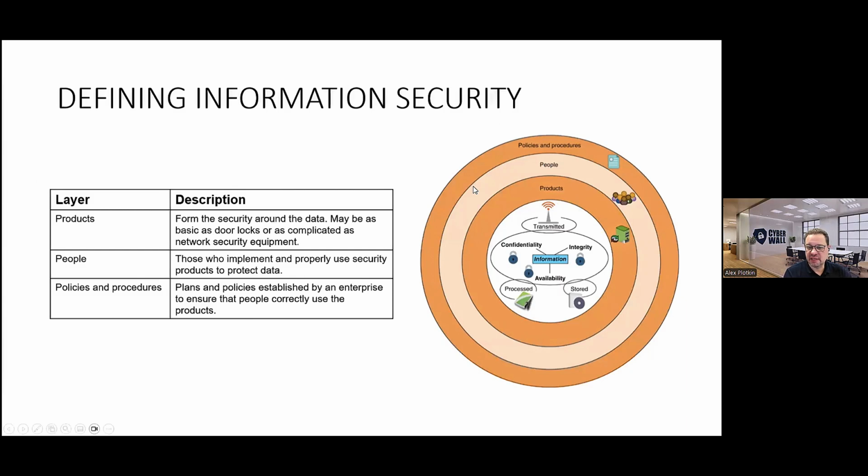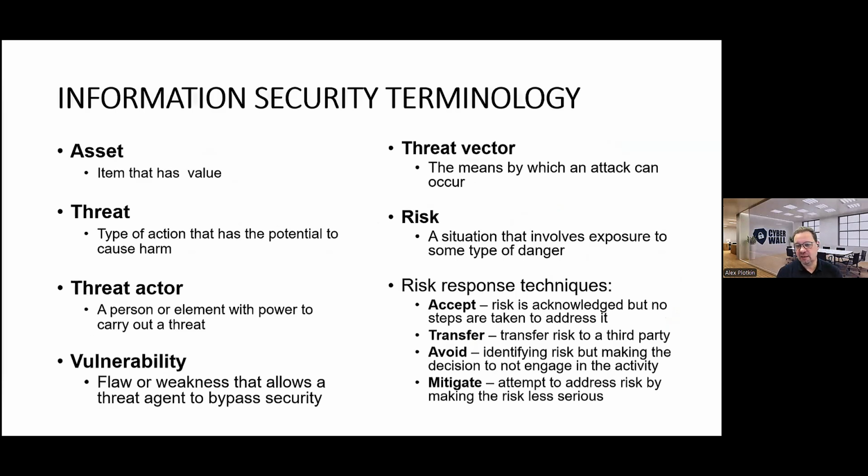There are different layers in cybersecurity protection. It's around people, information, and there are products that help us to protect this information. The computers, the data, we call it assets, right? The threat is a type of action that has the potential to cause us harm. The threat actors, the bad people who want to get access to our information. Vulnerability is a flaw that these threat actors use to bypass our security. Threat vector is the means by which they attack. And there are a number of risk response techniques we use. We can accept the risk, we can transfer this risk, or we can mitigate this risk, okay?